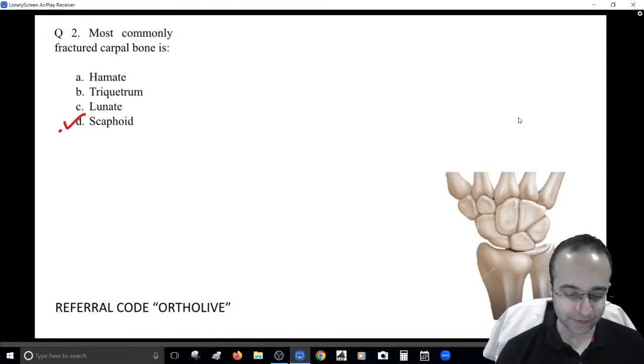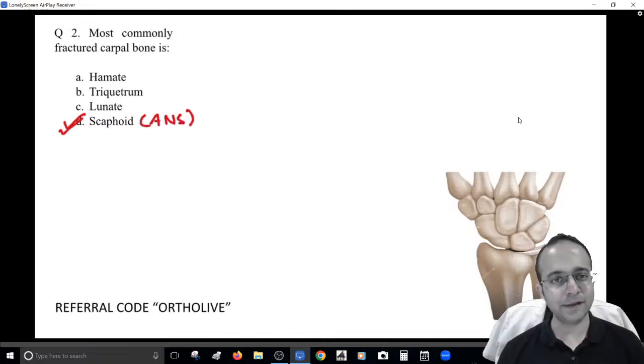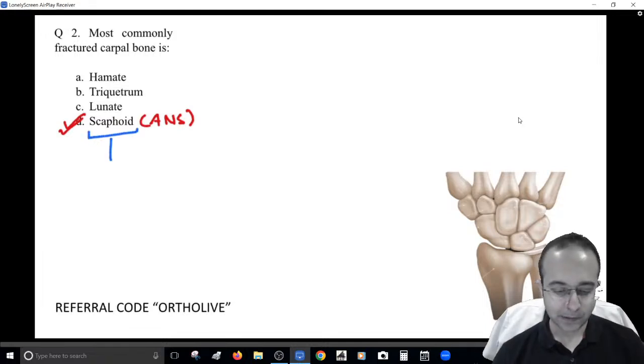Fairly good enough. Scaphoid, yes. I'll give it to you. Yes, you're absolutely correct with the answer. But I'll take this opportunity to discuss a little with you this fracture of the scaphoid. This is undoubtedly the commonest carpal bone fracture.